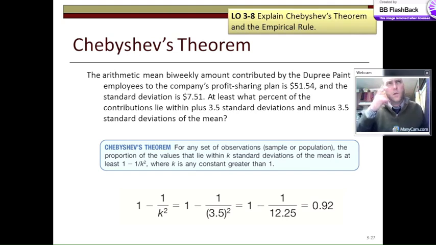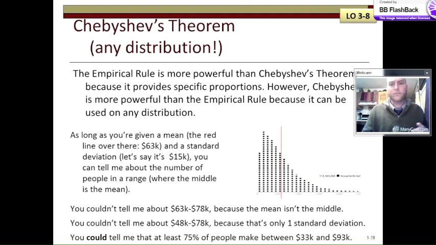Well, if this were a normal distribution, we could use the empirical rule. And while we can't do 3.5, we could do three. Three standard deviations using the empirical rule would tell us 99.7, practically exactly 99.7. It's three standard deviations above and below. But this distribution is not normal. We asked for 3.5 standard deviations, and we have to translate this to at least as opposed to exactly. That's how those things differ.